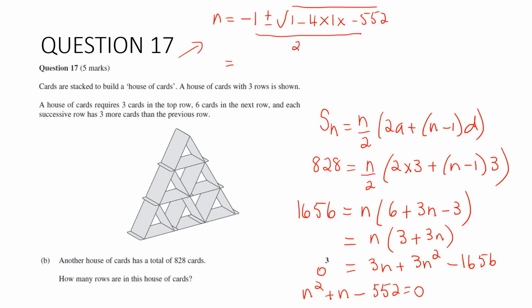Now, I'm not going to want the negative there because we can't have a negative number of rows. So I just need to do positive on the calculator. So we've got -1 plus square root of 1, it's actually going to be plus, isn't it? Plus 4 times 552 all over 2. And the number of rows is 23. And I would be looking for a whole number there. So nice little check: if you ended up with a decimal there, do it again because you made a mistake.